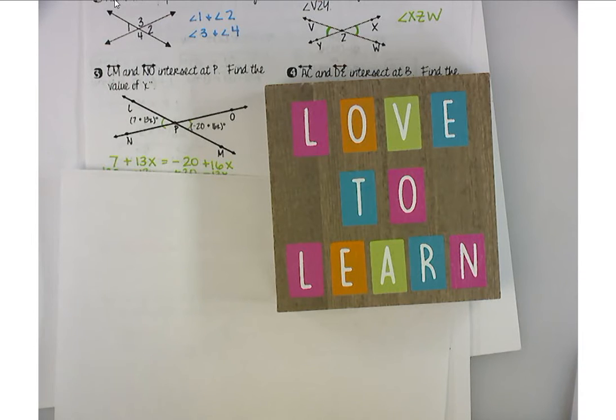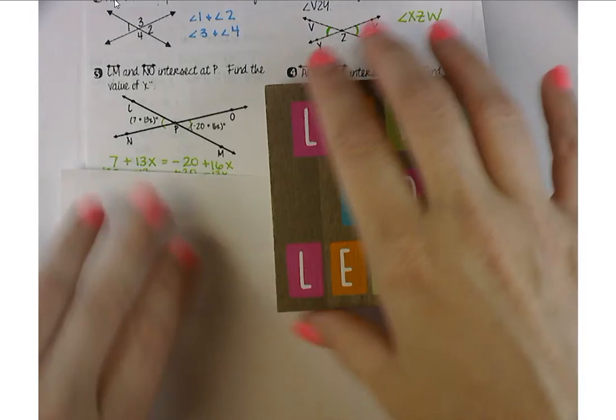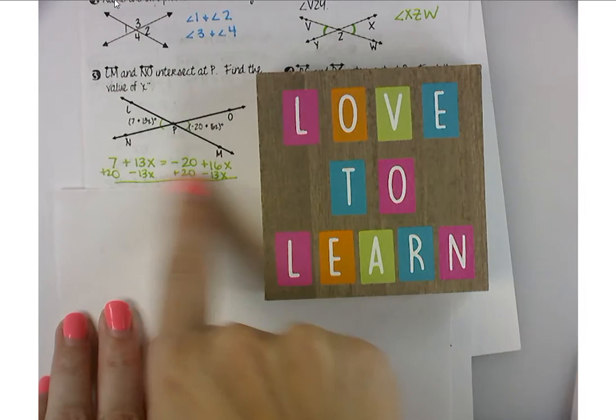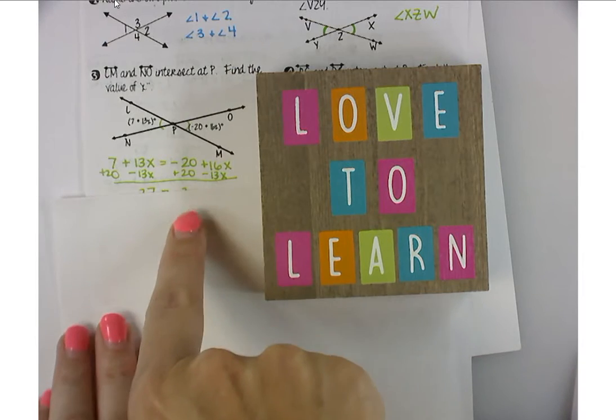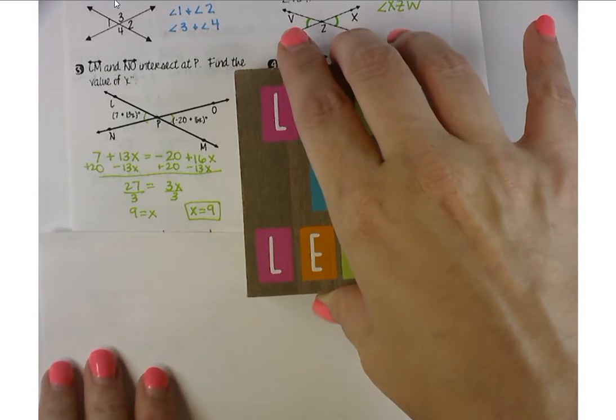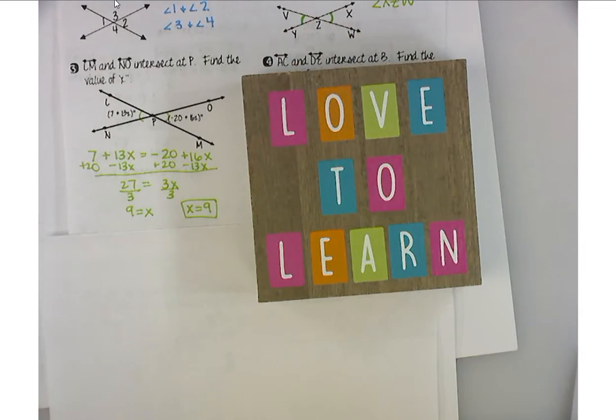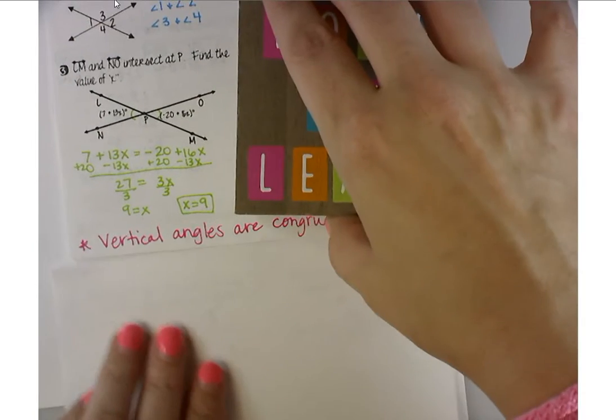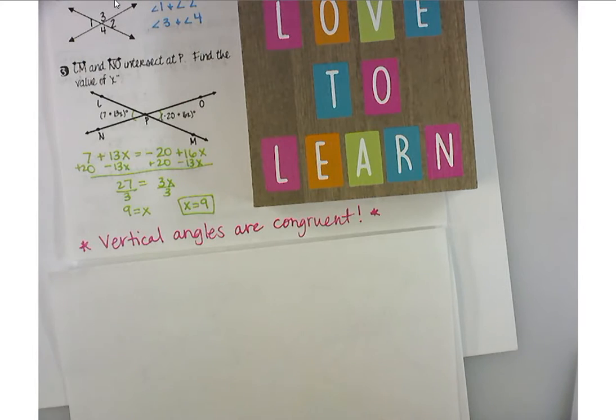And it doesn't matter what side each one is on. If you did negative 20 plus 16x equals 7 plus 13x, that's fine too. So now we just have to get all of our x's to one side. So I like to keep my x's positive, so I subtracted 13 from 16 to get 3x. And then I added 20 to get 27, which means my value of x was 9. This one only asked me to find the value of x, so I was good to go with that. Okay, and then like I said, I did put at the bottom that vertical angles are congruent.